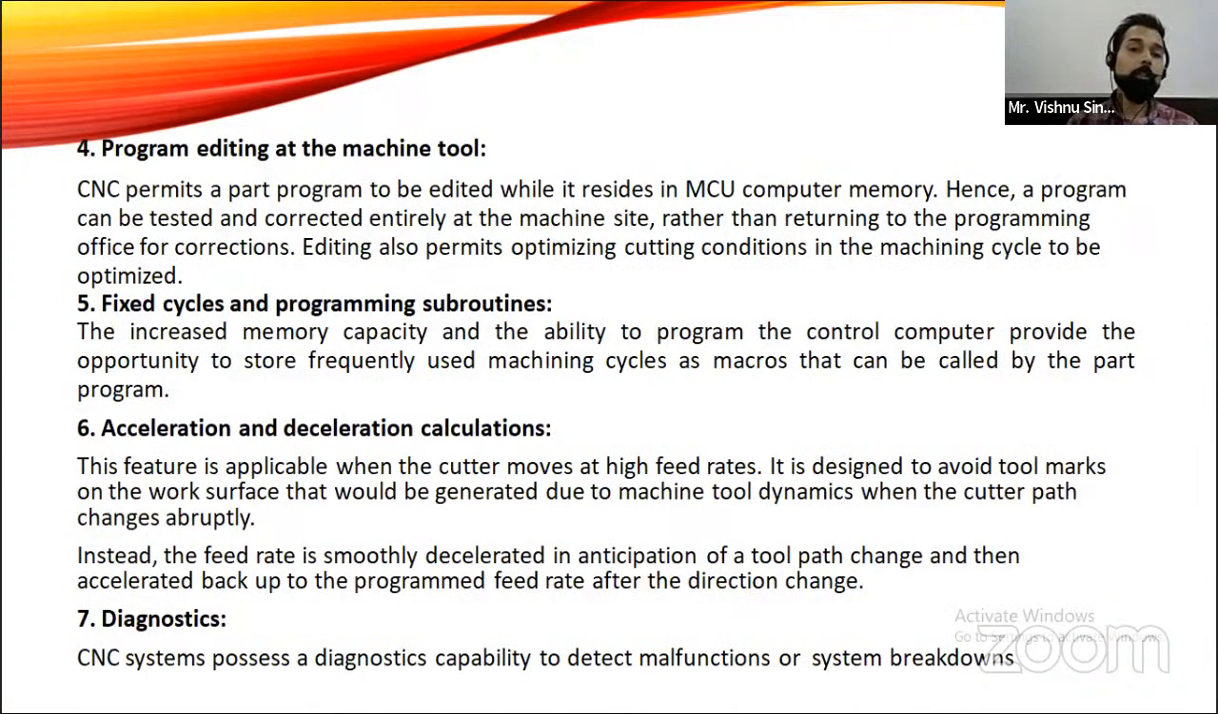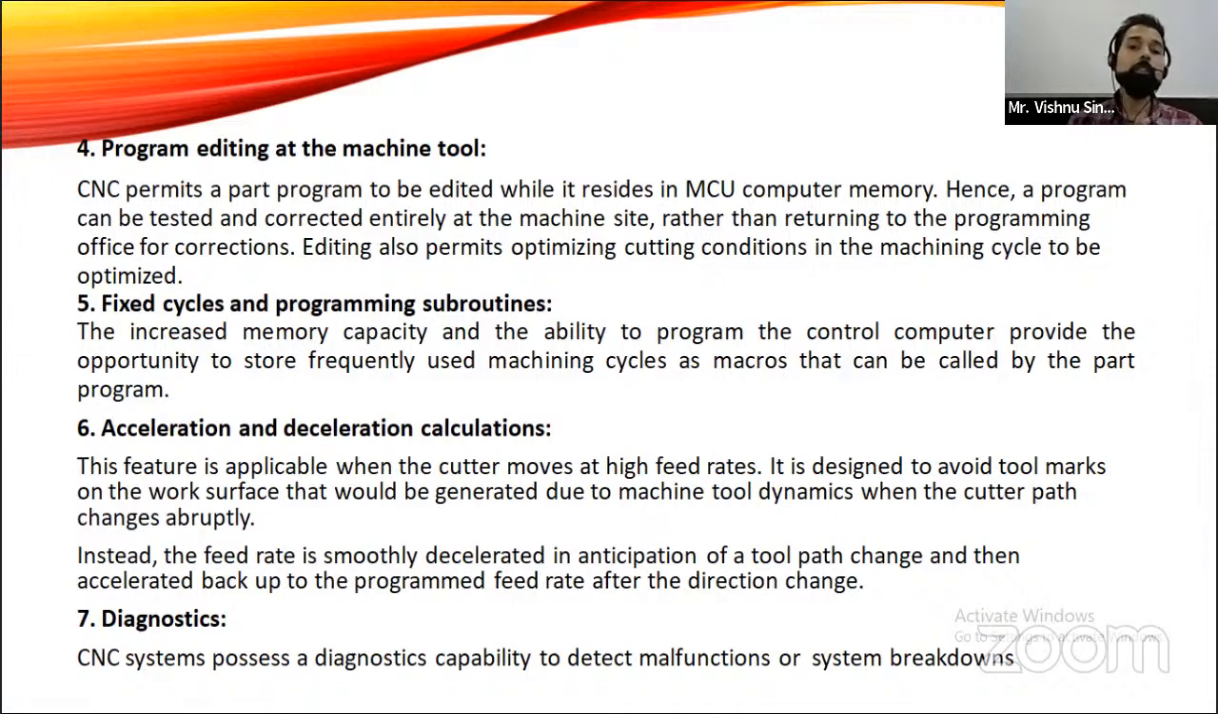Then program editing at the machine tool. Since my program is already residing in memory, if I want to change it at any point of time, I can edit it manually with the help of the CNC machine control unit. There is no need for me to change the entire program. I can change it at any point of time.